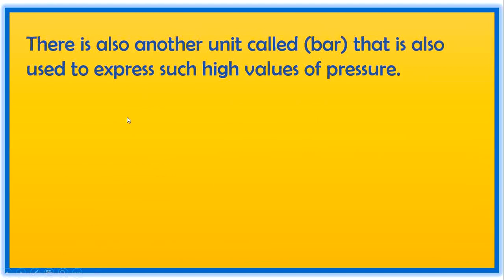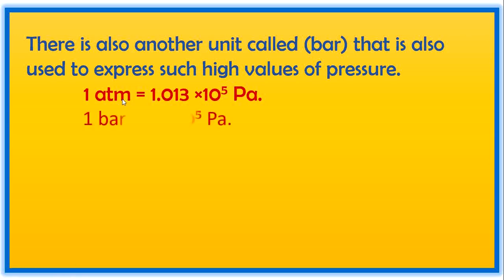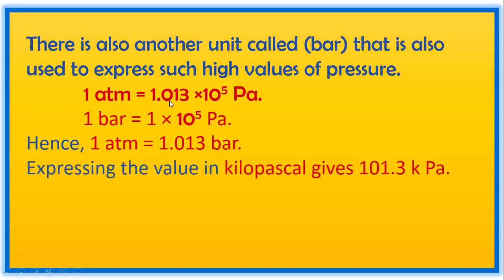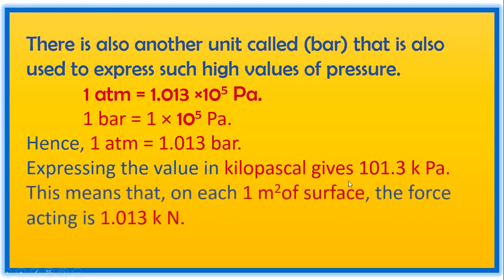Now there is also another unit called bar used to measure the atmospheric pressure. We already know that 1 atmospheric pressure is equal to 1.013 into 10 power 5 Pascal, and 1 bar is 1 into 10 power 5 Pascal. Converting, we get 1 atmospheric pressure is equal to 1.013 bar. In kilopascal, the value is 101.3 kilopascal. So this means that on 1 meter square of surface, the force acting is 101.3 kilonewton.